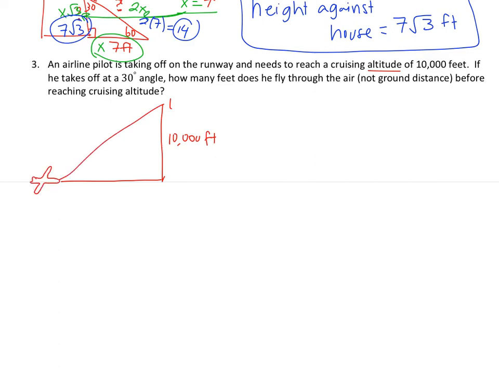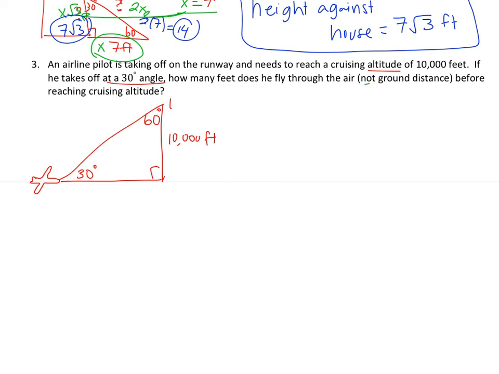There's my crude drawing of where my airplane is starting. And he takes off at a 30-degree angle. So he's starting on the ground, remember. He's not landing. He's starting off on the runway. So down here is 30 degrees. We know up and down has to be 90, so that means the remaining angle is going to be 60 degrees. Next, we want to find how many feet does he fly through the air.